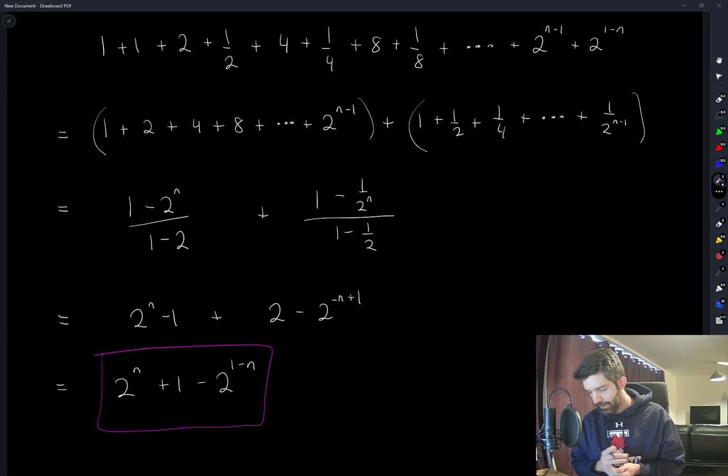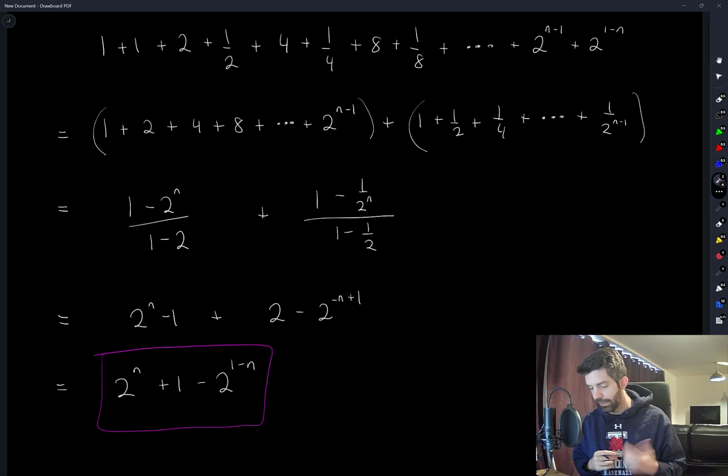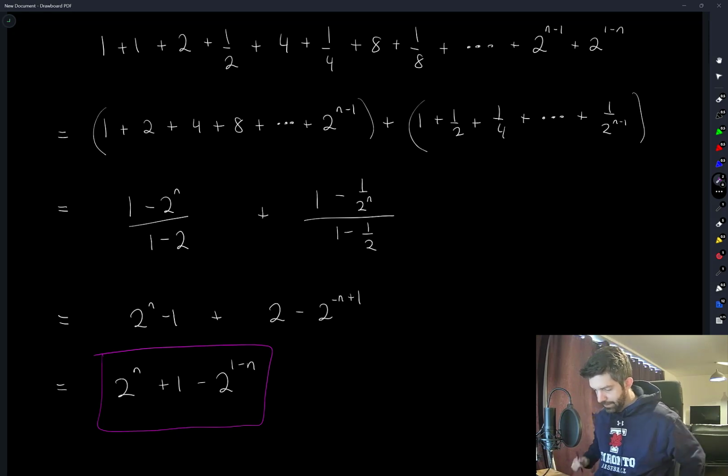But I know generally what the formula looks like. It's just a question of what convention you're using for the index or for the number of terms, whether you're starting at 0 or starting at 1. But just by checking the first few terms to make sure that the formula works should be enough.